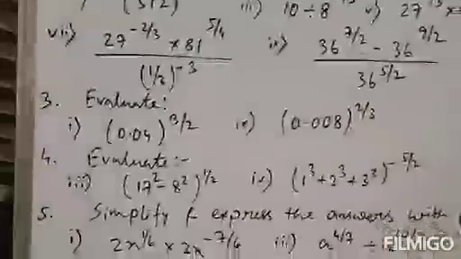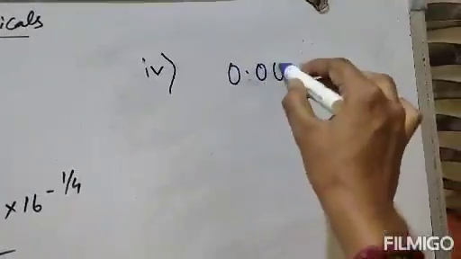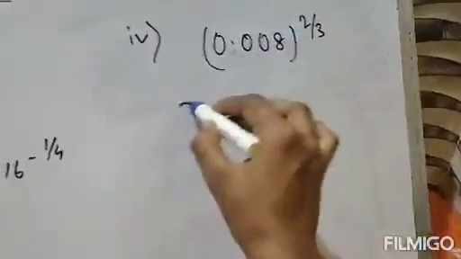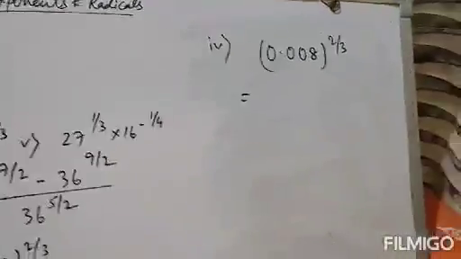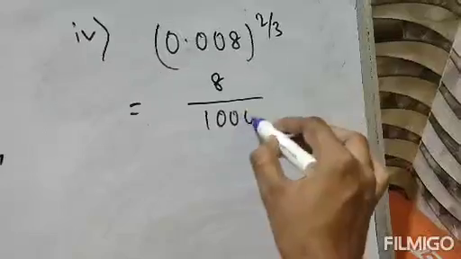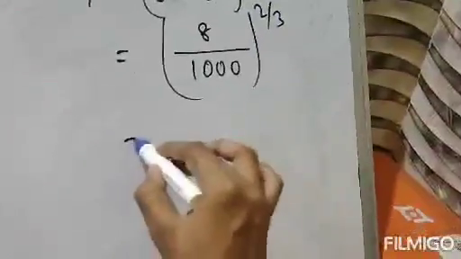Next question, question number 4. 0.008 to the power 2 by 3. So same way, approach would be same. 8 by 1000 to the power 2 by 3.